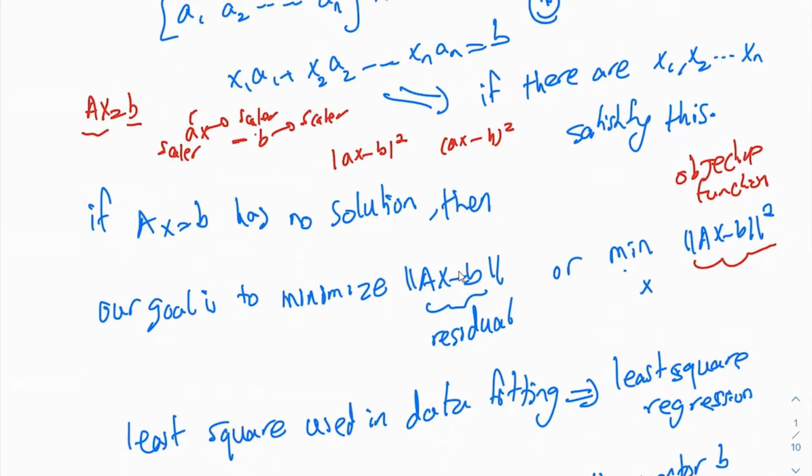So our goal in least square is that when AX equal to B has no solution, we want to minimize the distance between AX and B, or we want to minimize the norm or the norm square of AX minus B. So this is our objective function. This is the equation I could represent double star. Find the X such that it minimizes the norm square of AX minus B.